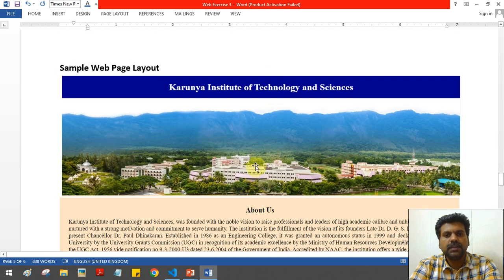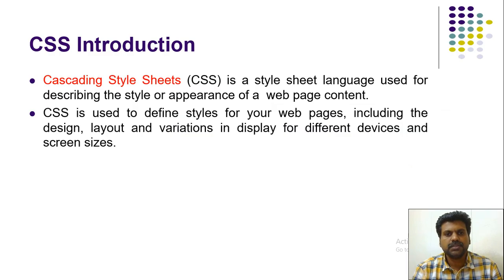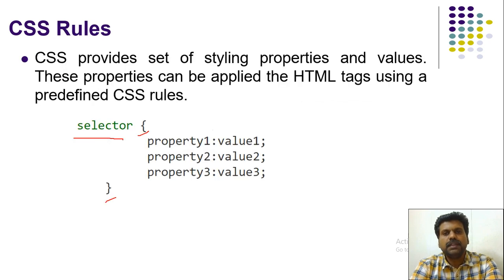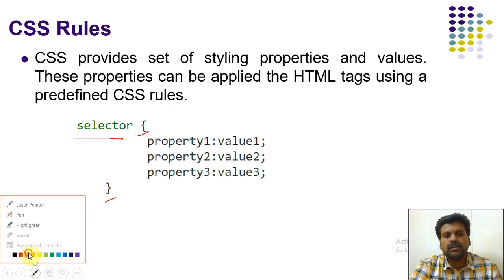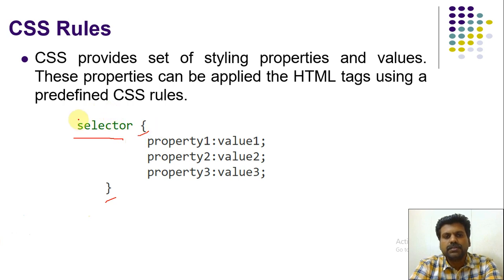Let's start with the introduction about CSS. CSS stands for Cascading Style Sheet. It is used for styling your web page content. So how can we style the web page content? Here we have a concept called CSS rules. We have to write CSS properties to style your web page content. The CSS rules you can write by using a selector. First we need to write a selector, then we write the property, then the value.